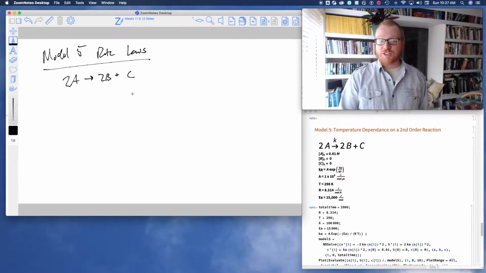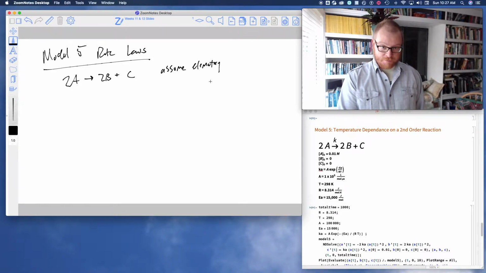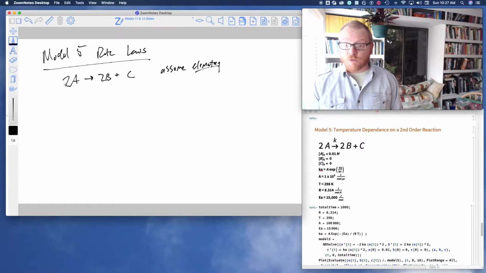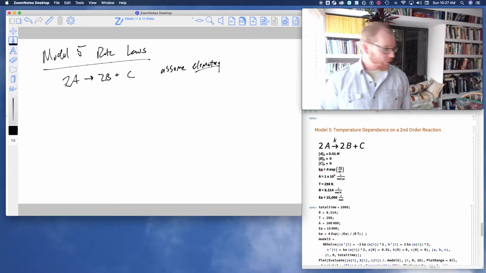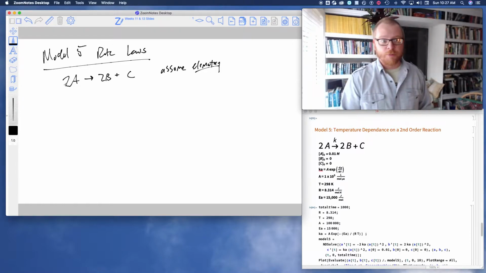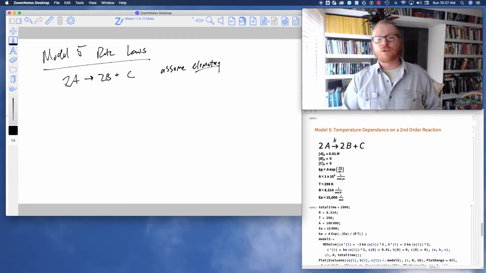And so here we're going to assume this is an elementary step, which I haven't talked about yet. But basically what that means is, with elementary steps, the stoichiometry does give us the reaction order. Okay, and I'm going to talk about that next, but for now we're just going to go with this example. Okay, so now how do I get the rate law for everything?